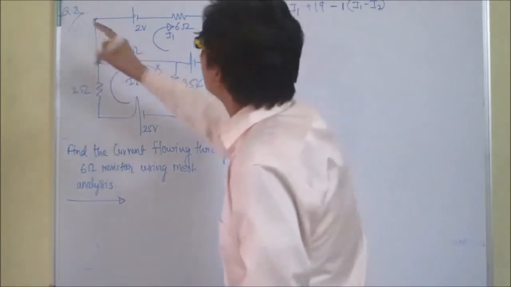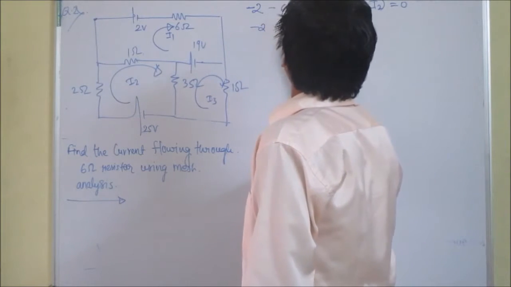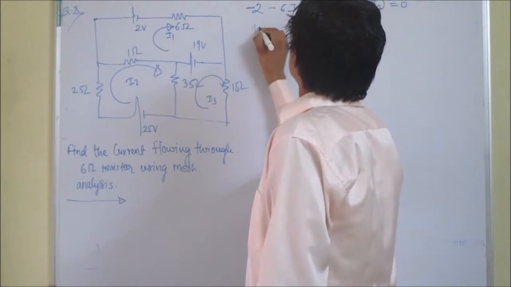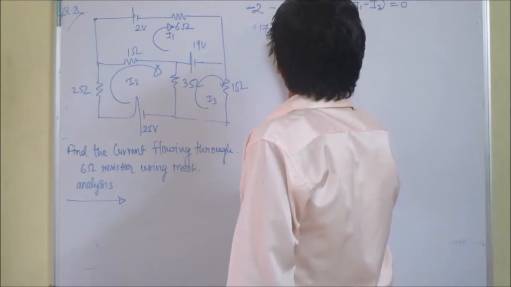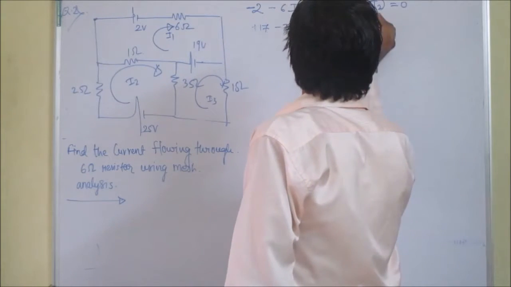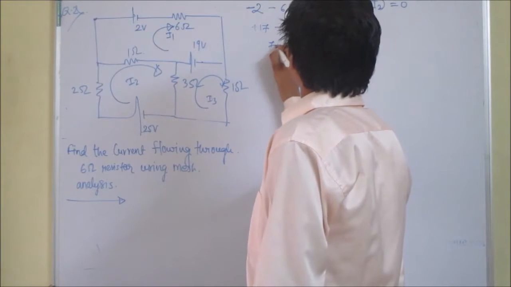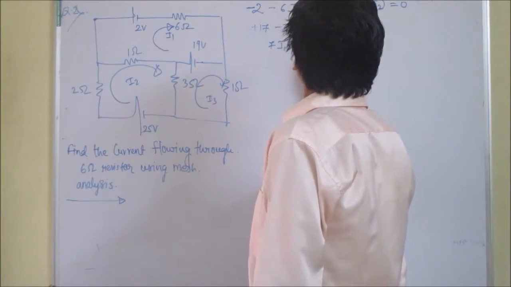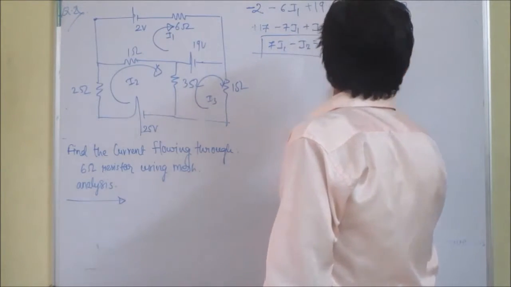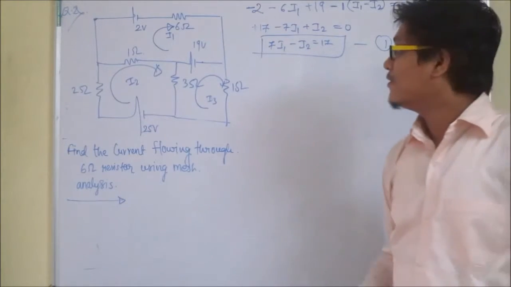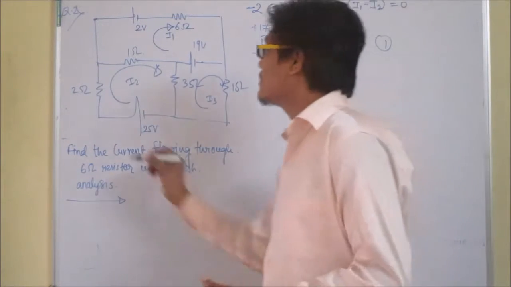Is equal to, again coming at this point, 0. Now what is this? Minus 2 plus 19, that is plus 17, minus 6, minus 1, minus 7 I1, then plus I2 is equal to 0, and rearranging the equation, 7 I1 minus I2 is equal to 17. This is my first equation. Alright, now we'll see the second one. In the second one, I will just consider this point.